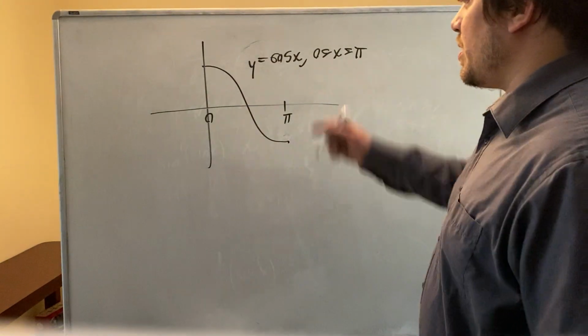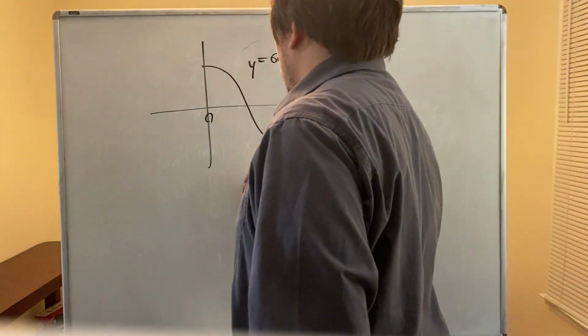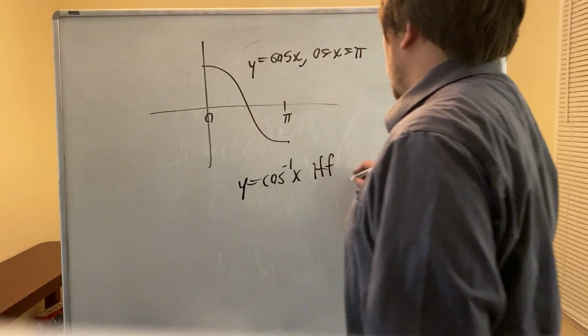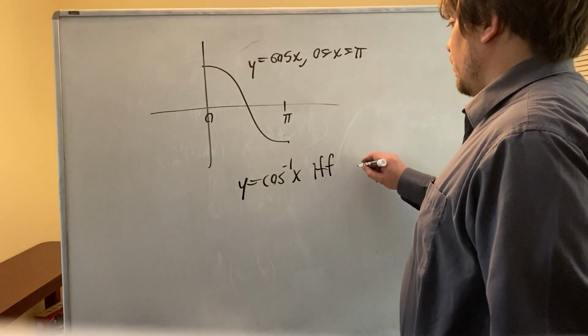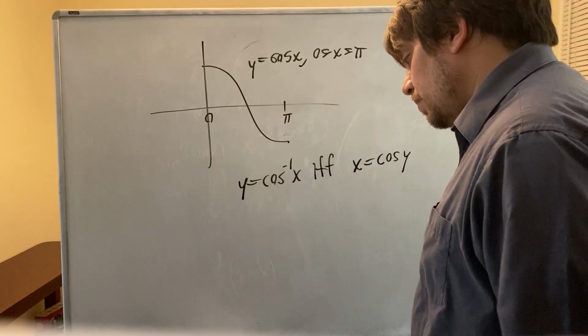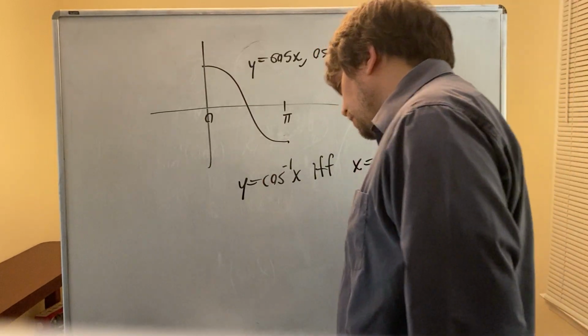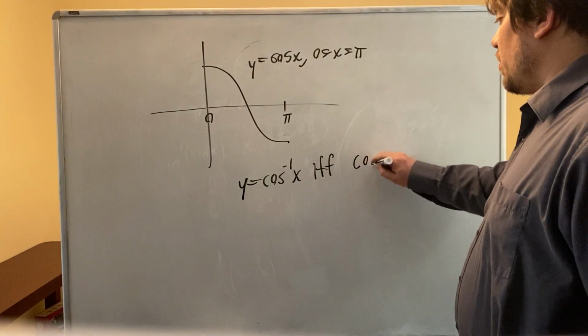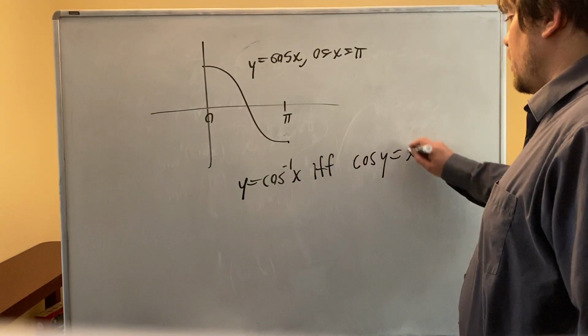That means it's invertible. And so now we can define y equals cosine inverse x to be equivalent to the statement x equals cosine y. Or, putting emphasis on the cosine function, cosine y is equal to x.